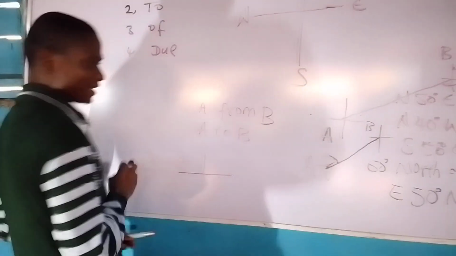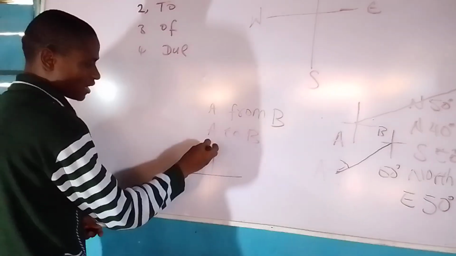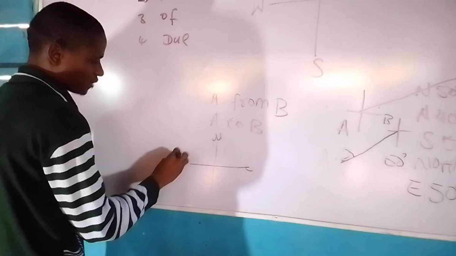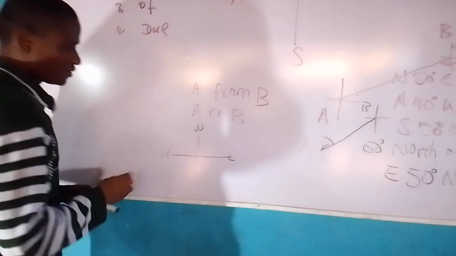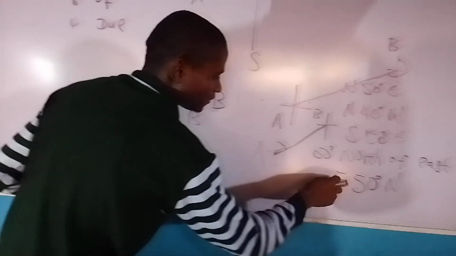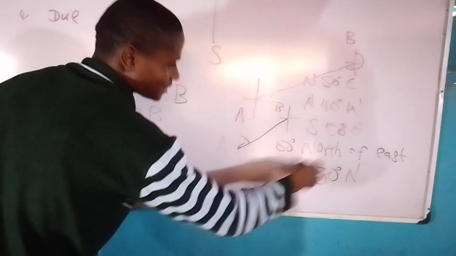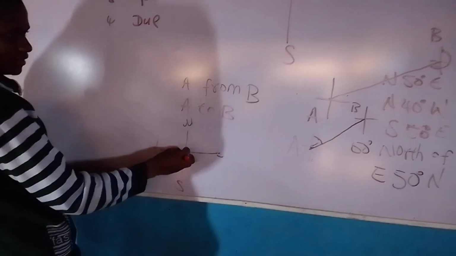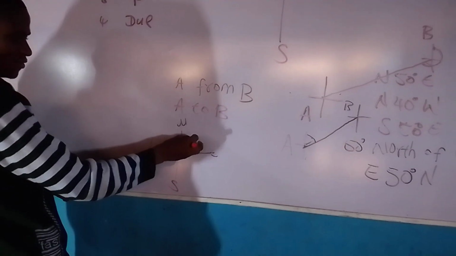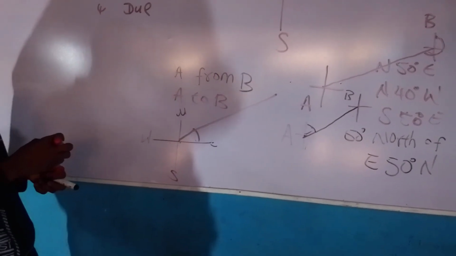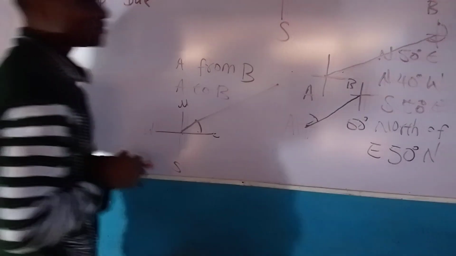If you are representing this in bearing, it will look like this. This is your cardinal point. This is your north, this is your east, this is your west, and this is your south. So that means east 50 degrees north. That will be from this east here, then you move to north. Look at the angle. You move to north 50 degrees and move like this. Just note all these introductions. We are coming gradually. So that is 50 north of east.